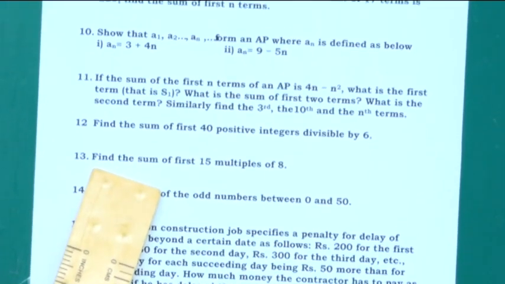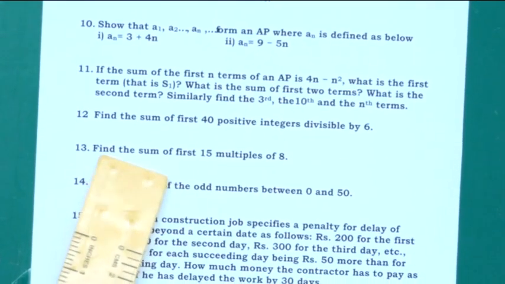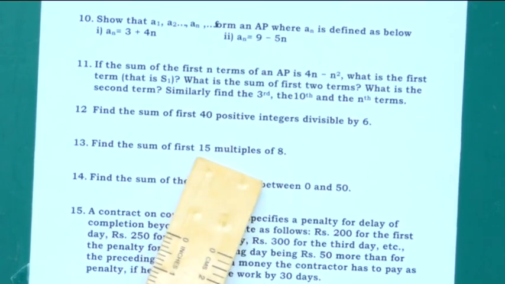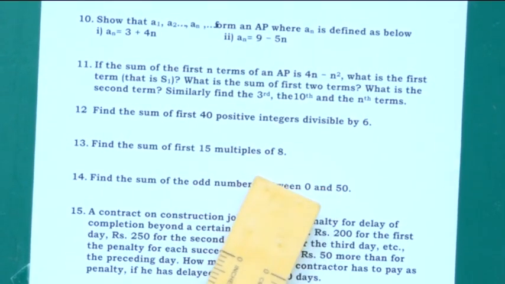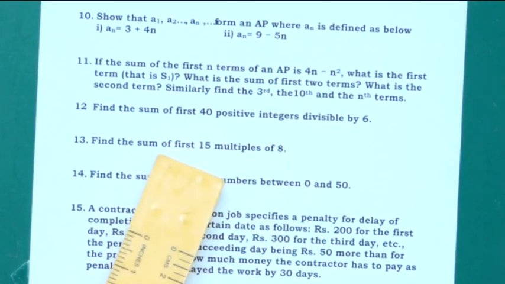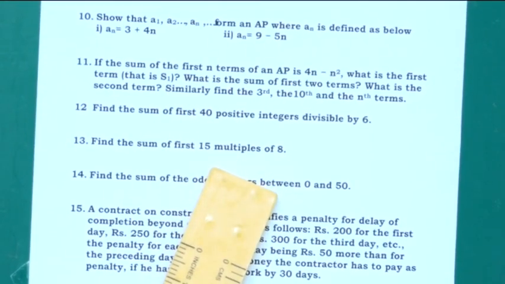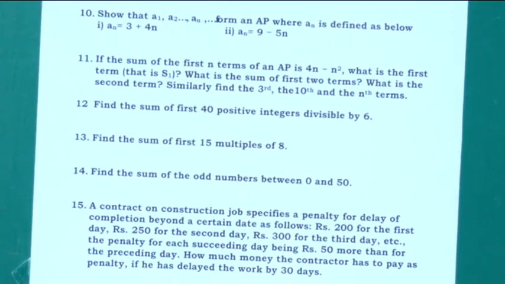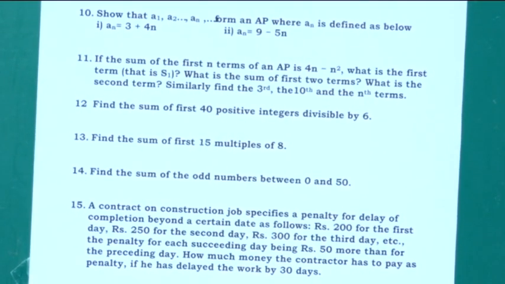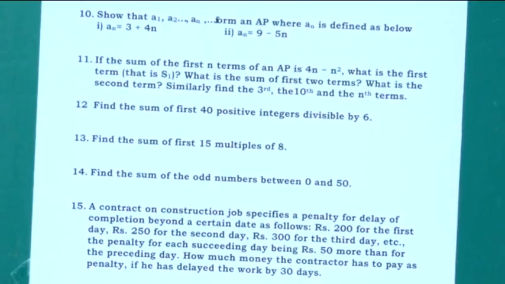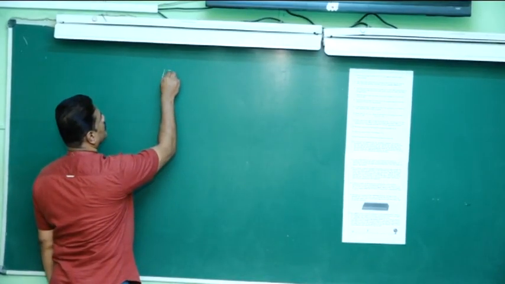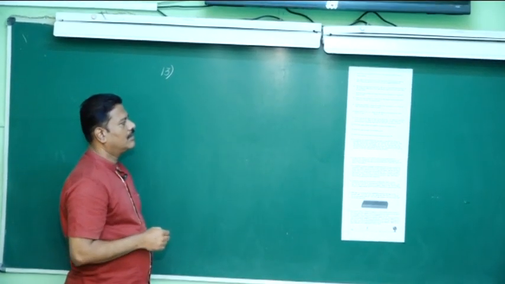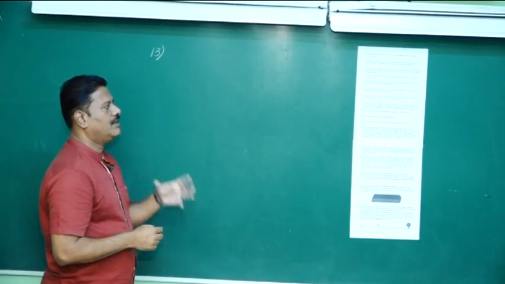I take up the 13th question. Find the sum of first 15 multiples of 8. So first 15 multiples of 8. I should find the sum of first 15 multiples. Last question they asked you divisible by 6. Here they are asking you multiples of 8. Okay. 13th question. So first 15 multiples of 8.